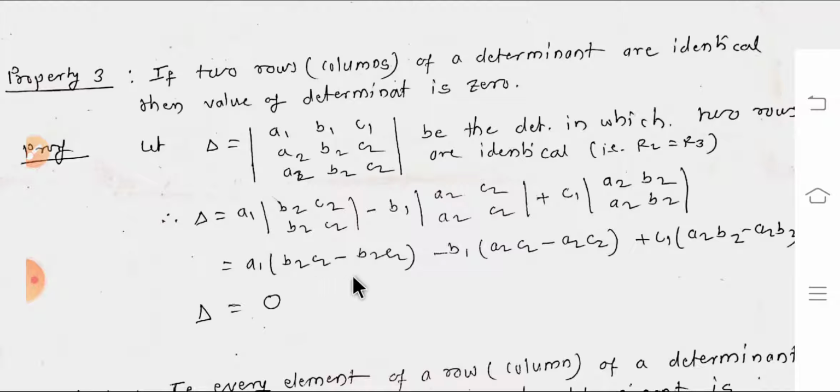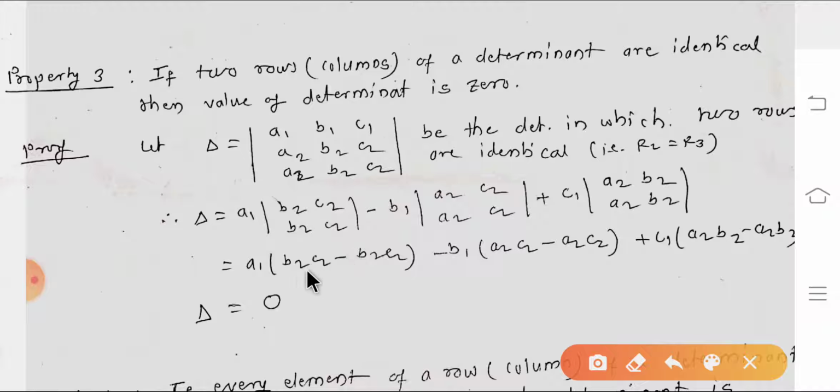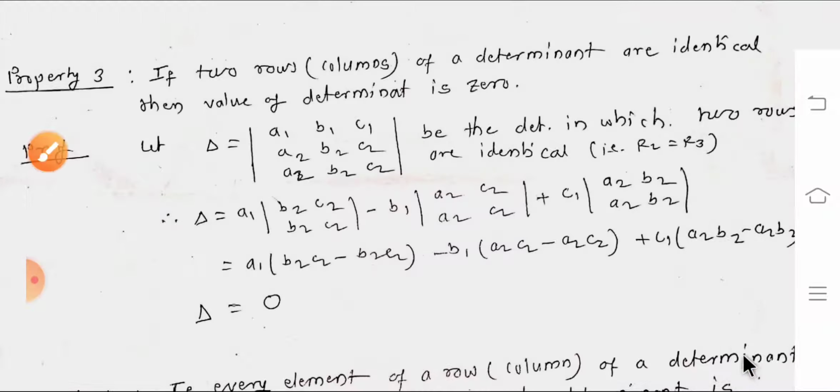So therefore, positive and negative terms all get cancelled. So we get the value 0. That is 0 into anything equals 0. So therefore remember, this is a most important property: if two rows or columns are identical, then the value of the determinant is 0. Identical means each element of any two rows or columns should be equal, then the value is 0.